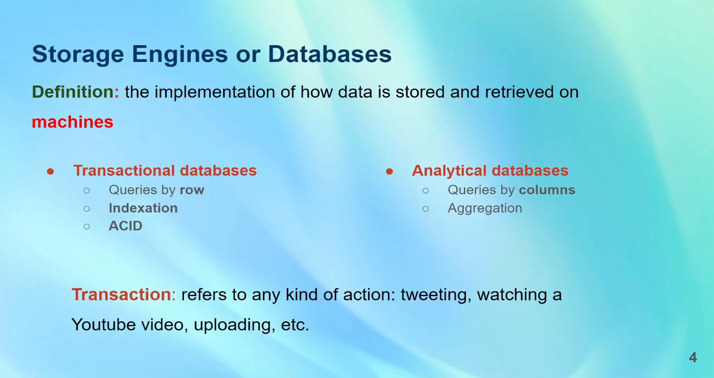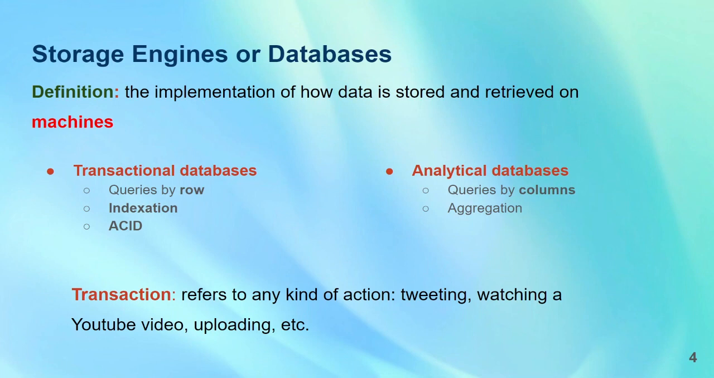Next, let's discuss storage engines, or as we know them, databases. We just talked about data models. We said they specify the interface for how users can store and retrieve data. Databases are the implementation of how data is stored and retrieved specifically on machines. There are two primary types, transactional databases and analytical databases.